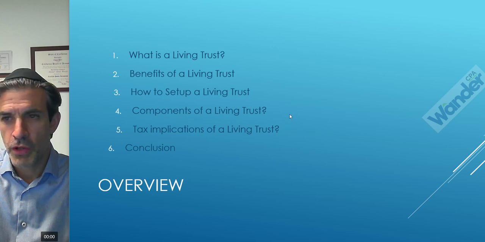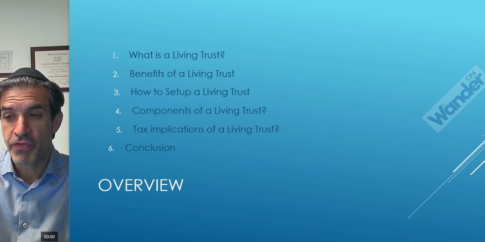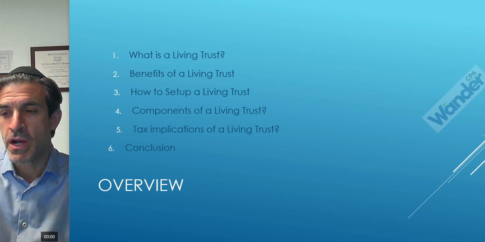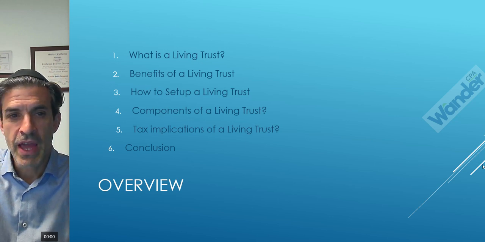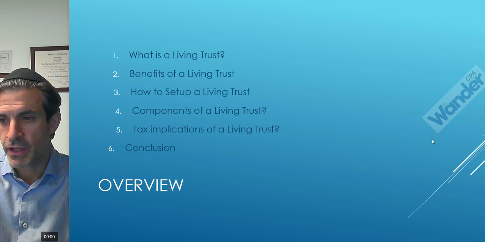Just some alternate names for a living trust: it is going to be called revocable because it can be revoked anytime for any reason before the person who set it up passes away or dies. It's also called inter vivos, which is Latin for among the living, because it's created while a person is still alive. Anytime in this presentation when I say the word trust, unless identified otherwise, I'm going to be referring to a living trust.